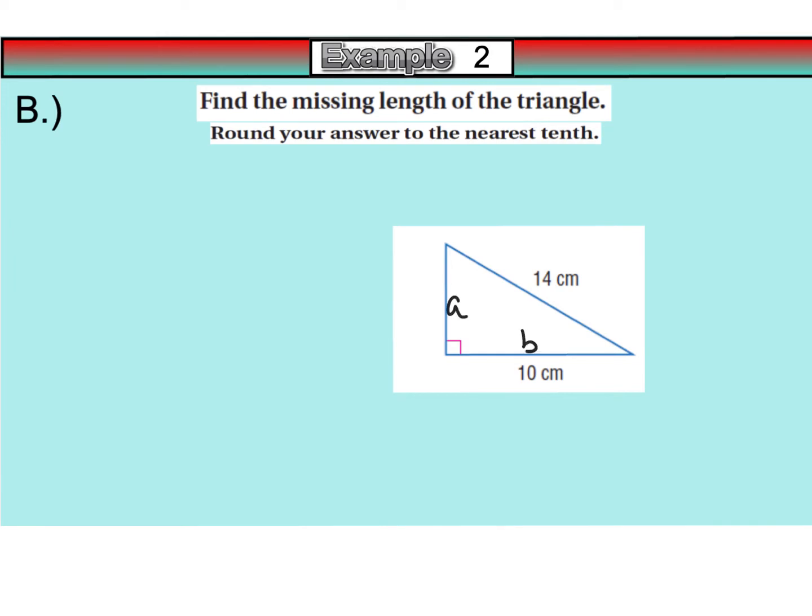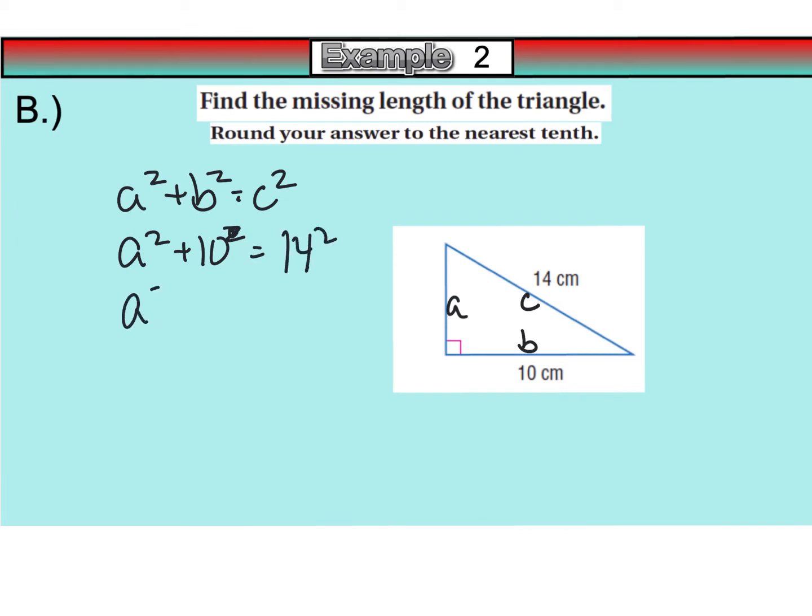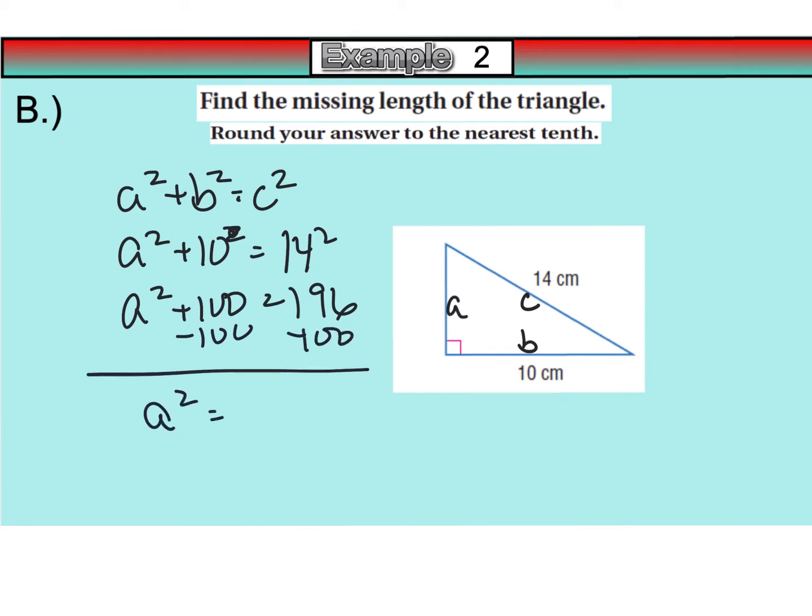We have A, we have B, we have C. So we're going to start out with the Pythagorean theorem. I have A squared plus 10 squared equals 14 squared. A squared plus 100 equals 196. I'm going to subtract 100 from both sides. So A squared equals 96.